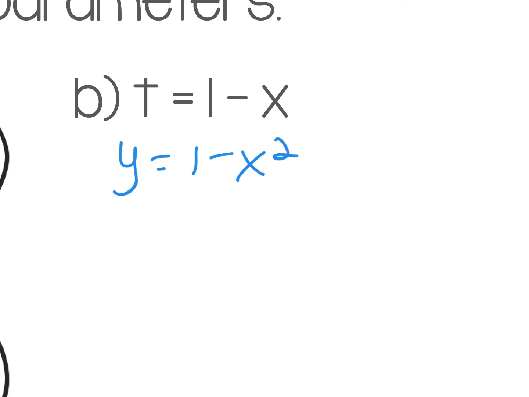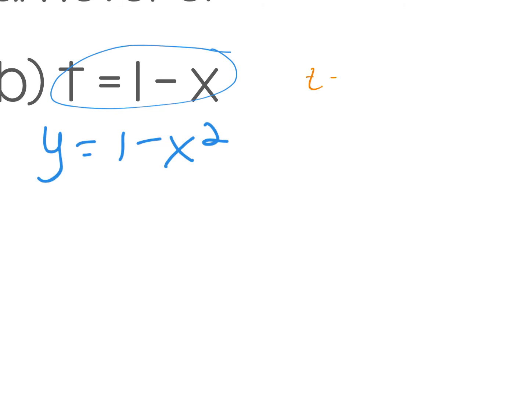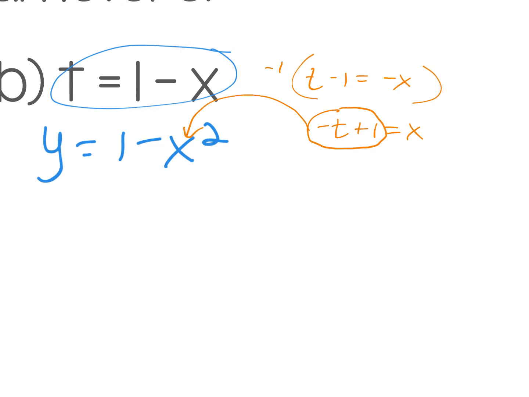So I want to plug in place of the x, which means I'm going to take this first equation and I'm going to solve it for x. So I would get t minus 1 equals negative x. Divide or multiply by negative 1, I get negative t plus 1 equals x. So you want to solve the one that doesn't have the t for the other variable, and then take that expression and plug it in the place of what it equals. So then I get y equals 1 minus negative t plus 1 squared.